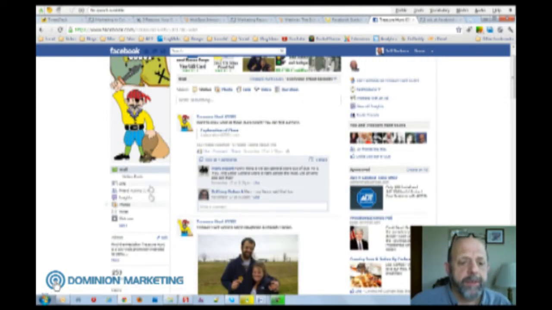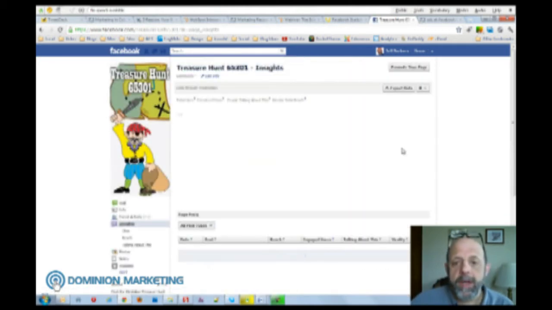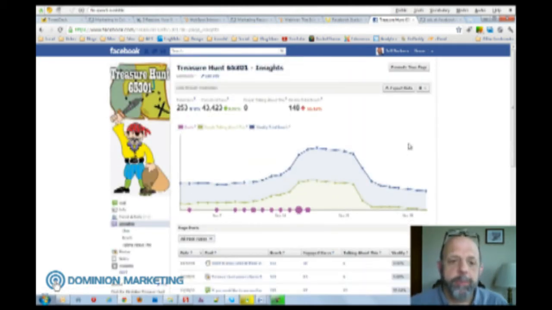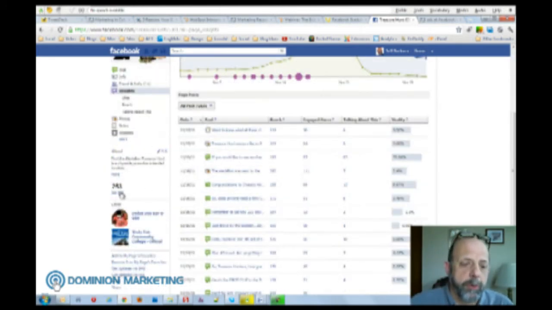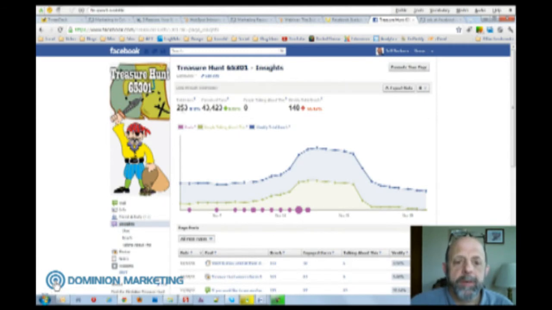So how do you get to your insights? That's going to be over here on the left-hand side of your page, and click that. It's going to take you to the Insights dashboard, which is what we see here. Total number of likes corresponds with this number down here, the people that like your page, but here, the friends of the fans, this number includes these 253 people plus all of their friends. So that's potential reach. That's potentially how many people you can access just through posting on your Facebook fan page.